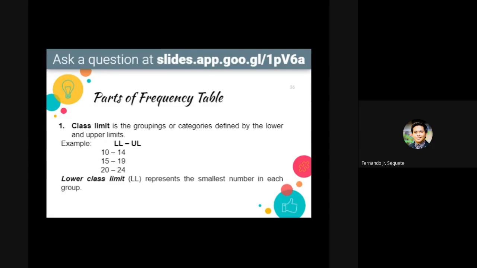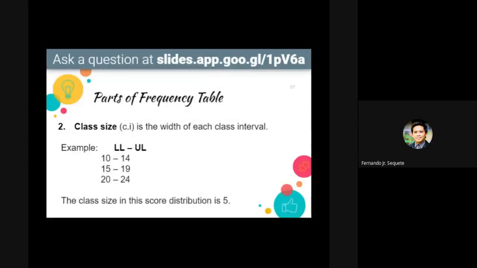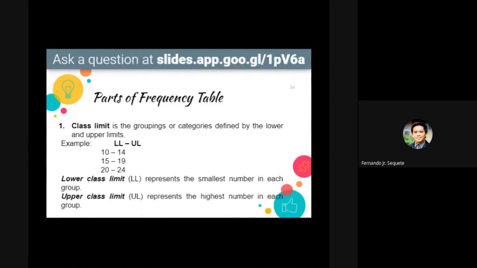Sir, ito pala yung ibig sabihin natin na group. Yes. 10 to 14 is one group. 15 to 19, another group. 20 to 24 is another group. And we call them class limit. Okay. Next, upper class limit that is represented by letters UL represents the highest number in each group. Okay. So sa dito, ang lower class limit natin 15, 20. And then yung upper limit we have 14, 19, 24.